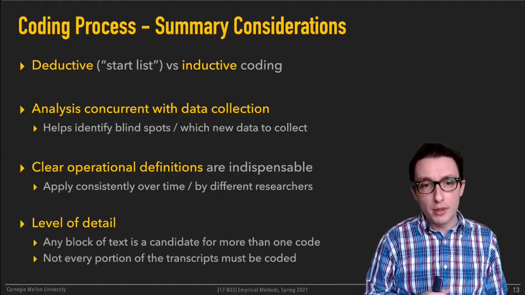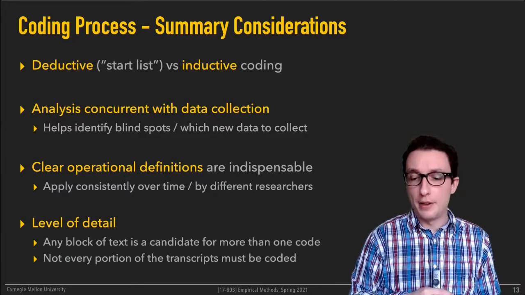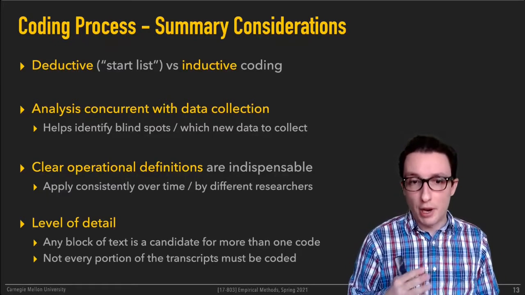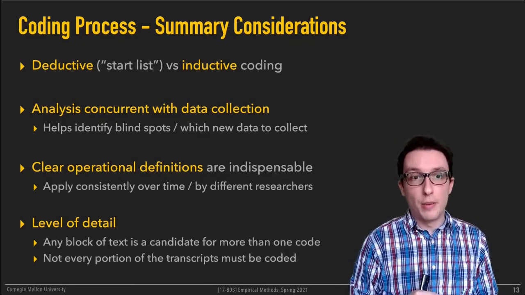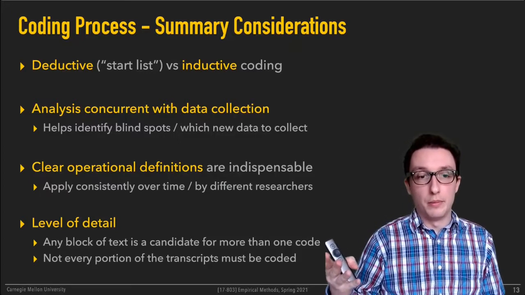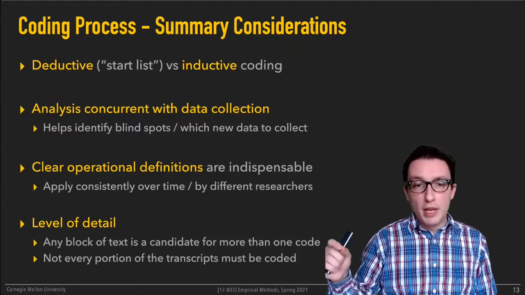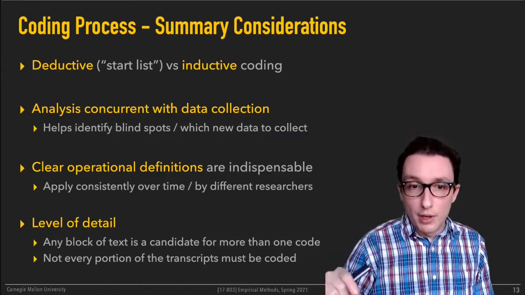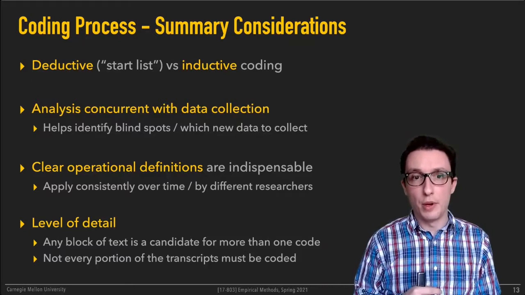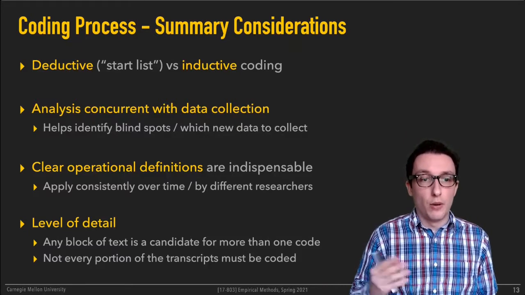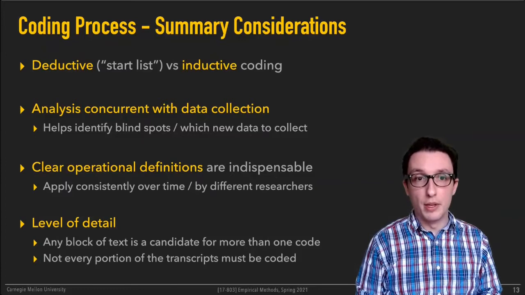And this is a common question that comes up. So what's the right level of detail? If you have, I don't know, a 45-minute interview and the transcript from that, it's going to be heaps of text. Imagine how much one person can speak in 45 minutes, and also how much text that would correspond to. So it doesn't mean you have to code every single word, every single sentence, every single paragraph. What's the level of detail at which you should be coding? There's no easy answer to this, but it's obviously not every portion of the transcript must be coded. So that much you can assume.